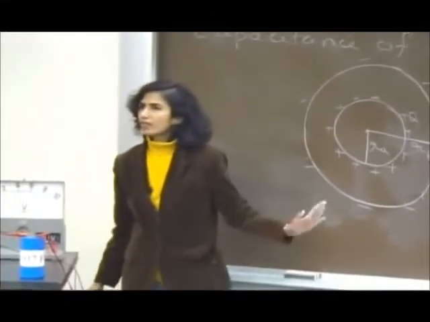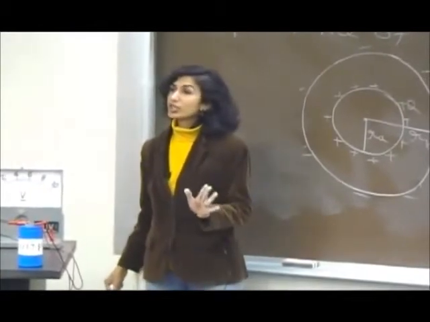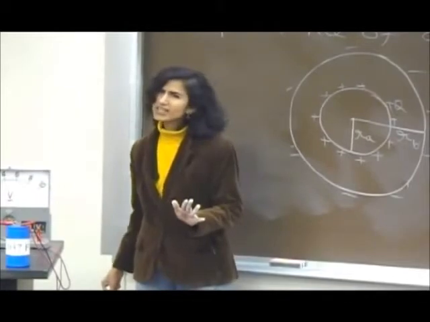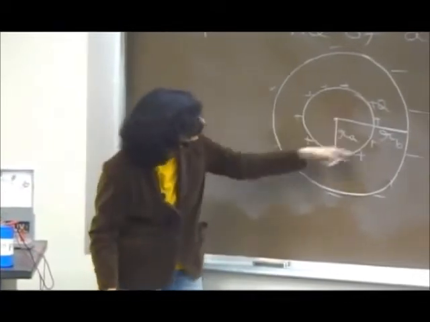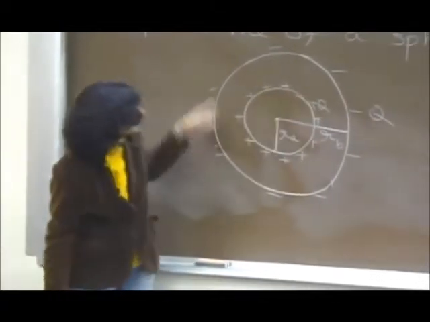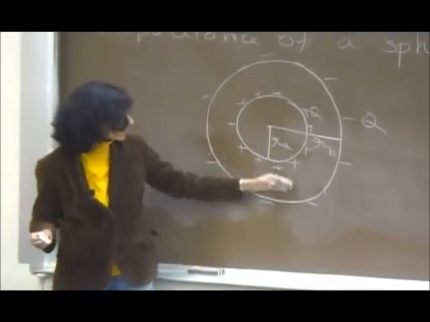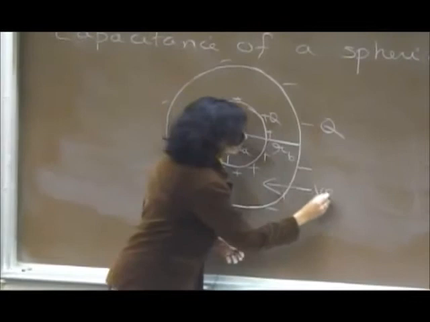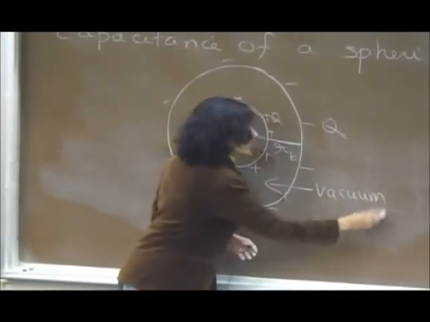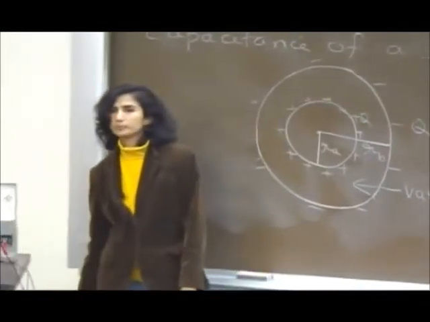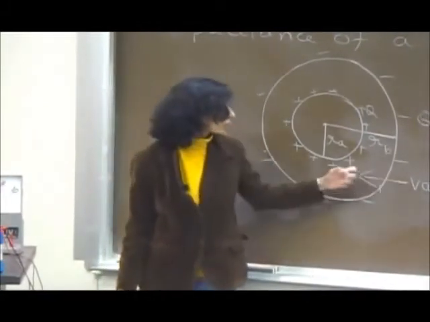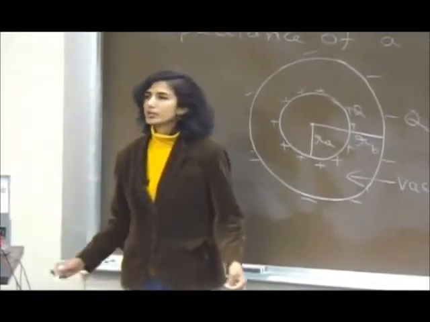Does this configuration fit our definition of what a capacitor is? It does, right? Because you have two conductors, both spherical, and they are separated by an insulator. Let's say again that we have vacuum. We don't have any insulator either, we just have nothing, vacuum. Later on I'll tell you how things will change when you start putting some insulator in between.